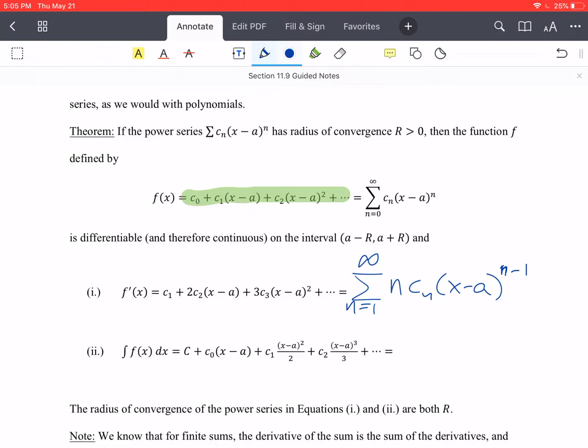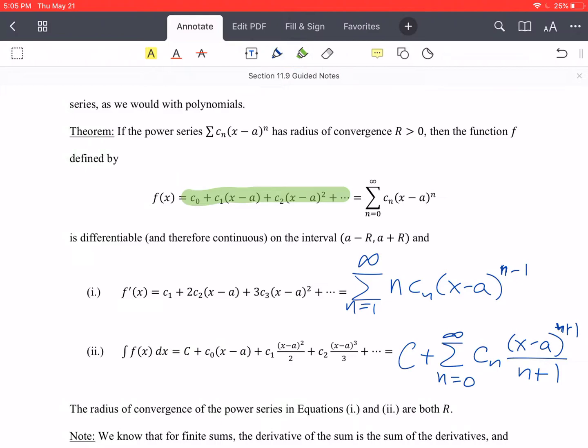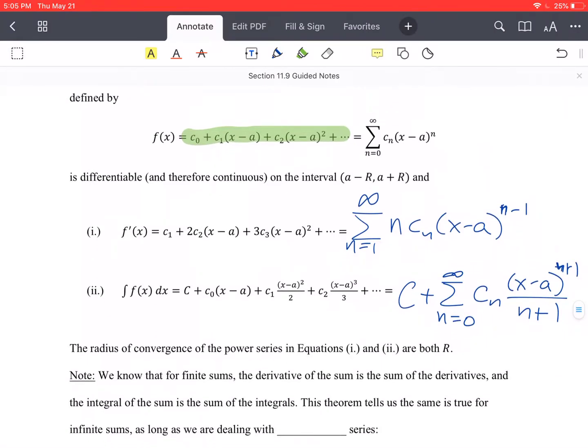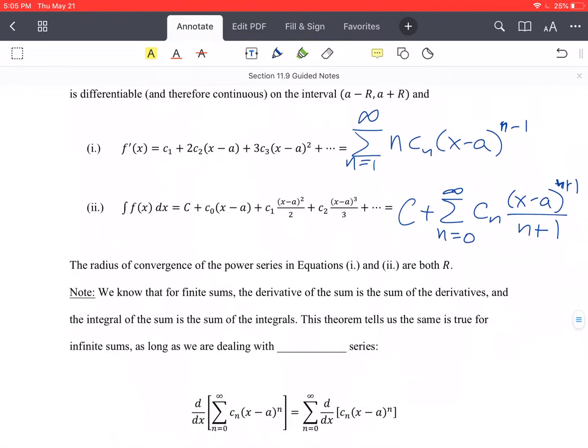And the integral would just be c, an arbitrary constant, plus the sum with n going from 0 to infinity of coefficient times x minus a to the n plus 1 over n plus 1. Hopefully that formula looks familiar. That's just undoing the power rule, how we take an antiderivative of the power rule. So the radius of convergence of the power series for both of these is still r. So by differentiating and integrating, you are not changing the radius of convergence.